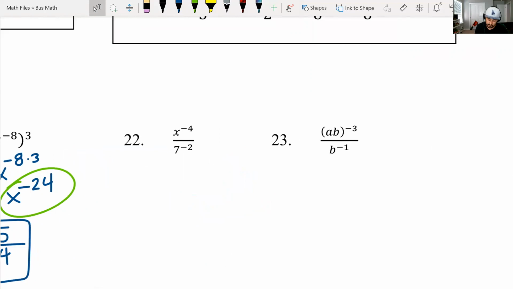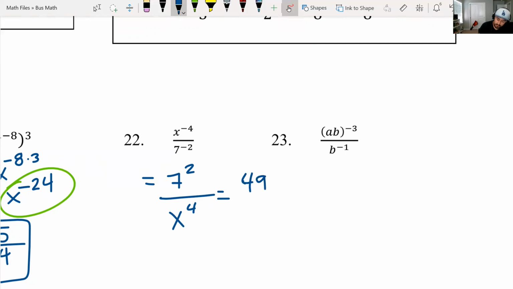22. X to the negative 4 over 7 to the negative 2. We're going to use our sign change rule, and x to the negative 4th will flip to the denominator. 7 to the negative 2 will flip to the numerator. So this becomes 7 squared over x to the 4th. So they flip over each other, and now simplify. We get 49 over x to the 4th. There's that. Okay, 23.